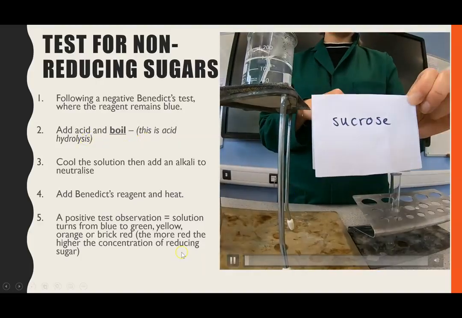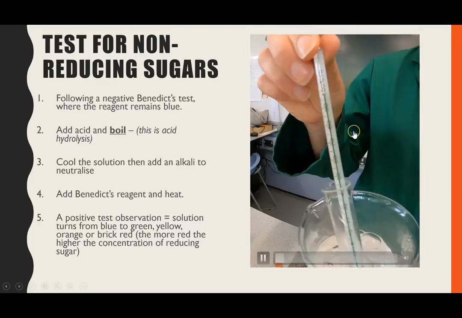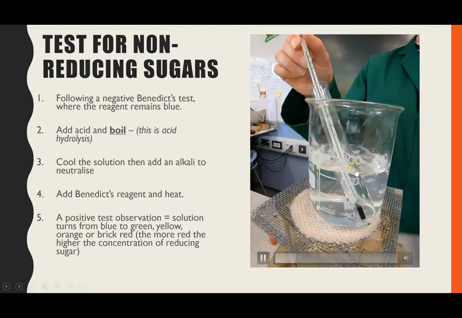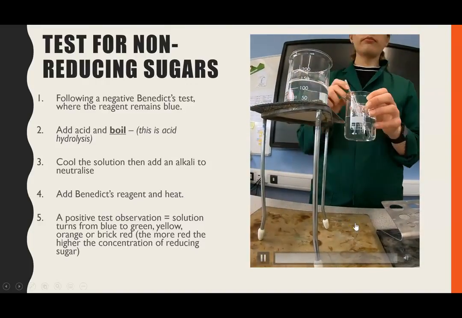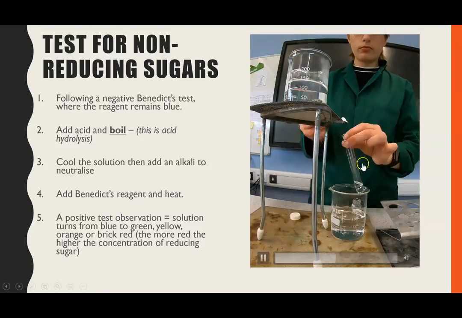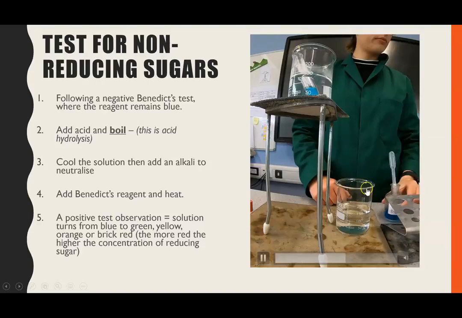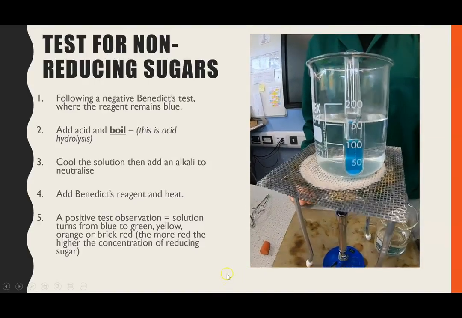So that's our next stage in the video. We have the boiling acid for 2 minutes. I am then going to move it into a beaker of cold water to cool it down for safety reasons. And once it's cool, add an alkali. Then we can add Benedict's and heat again, and we'll get a colour change.